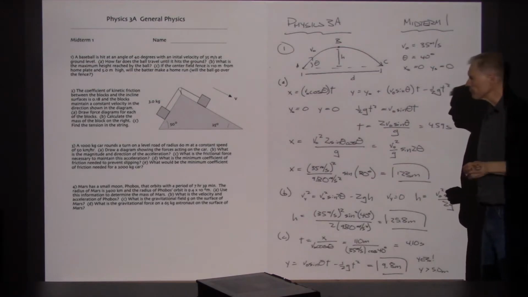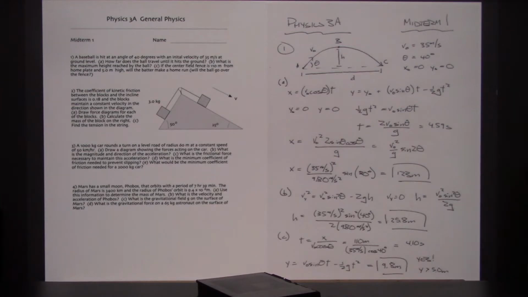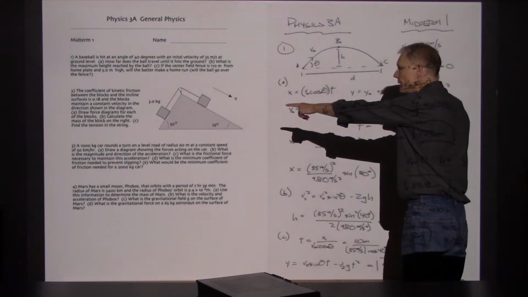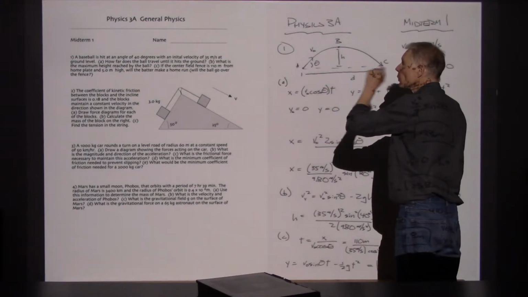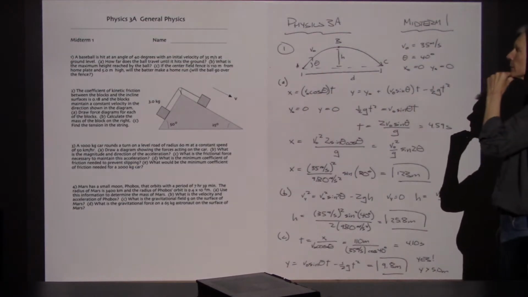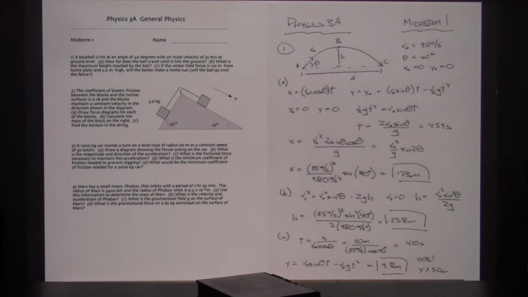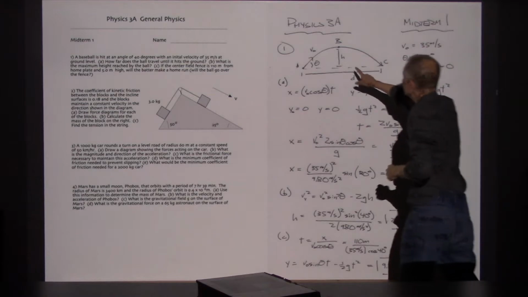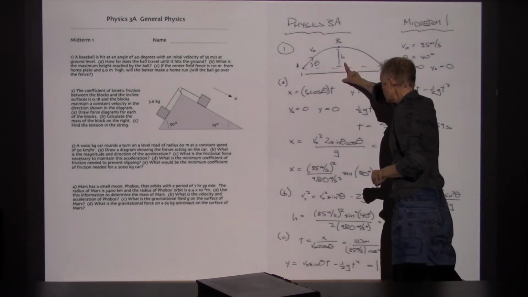And putting those numbers in, it says that the total distance downrange that this baseball will travel, assuming a level playing field, is 123 meters. That's the distance that it will travel. That's little d that we have here. Now in part B, it says, what's the maximum height reached by the baseball? So for height, now I've identified that as h right here.